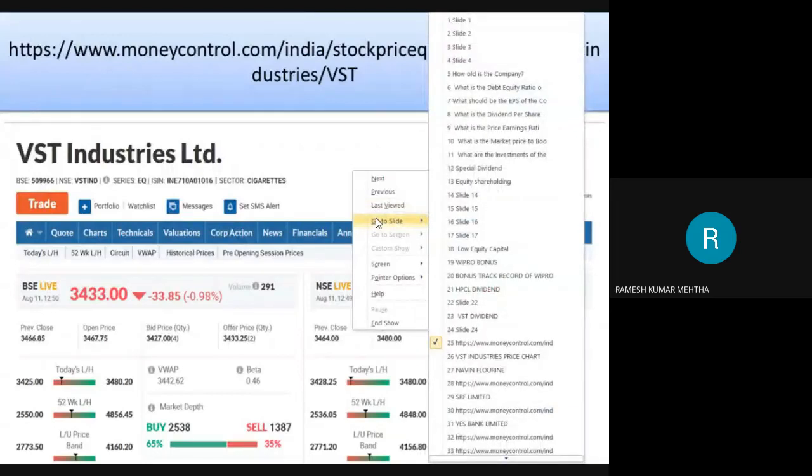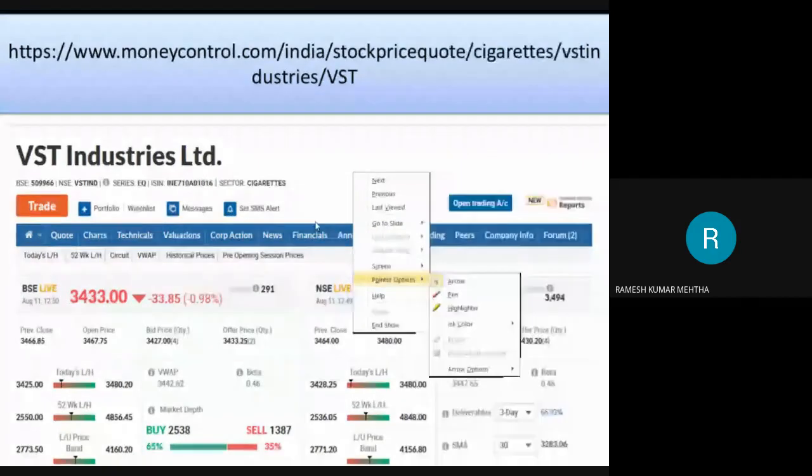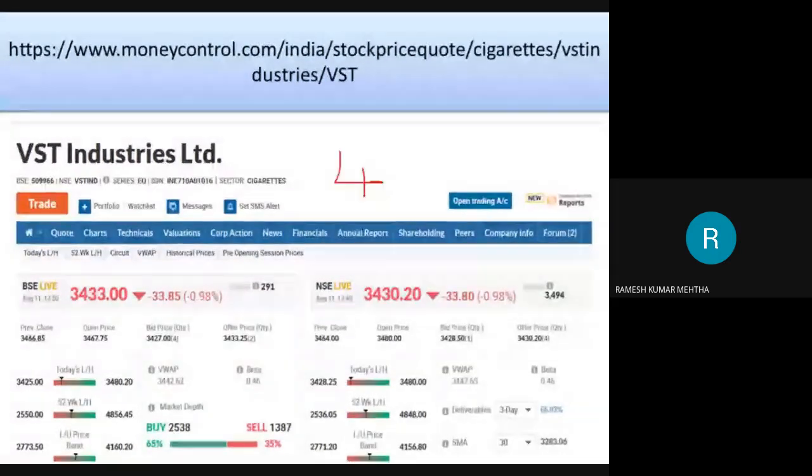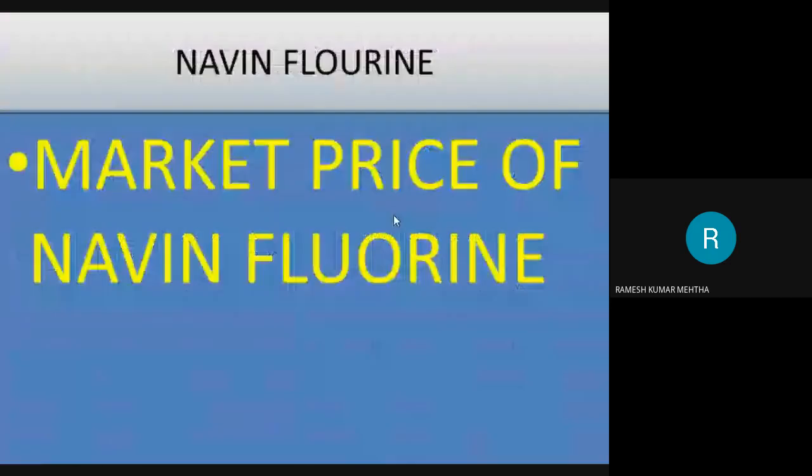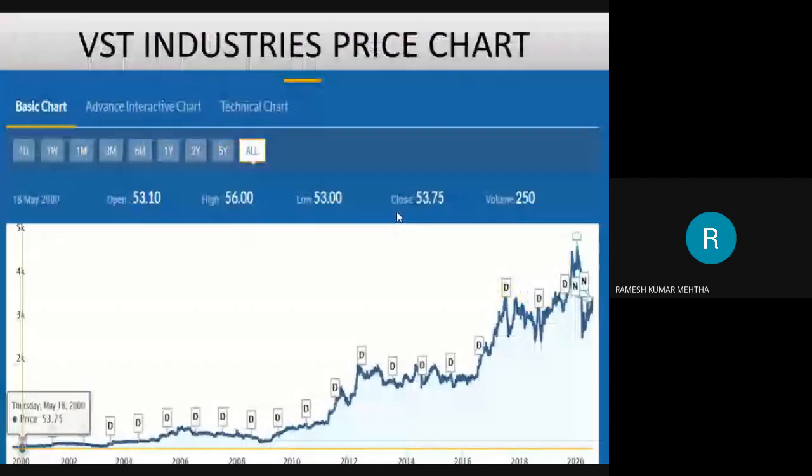It was 4,500 rupees. So long-term investment is nothing but patience. We should have patience, we should have a thorough understanding of the company's business model, and we should have confidence about the company. And you have to look at the past data, how the company has been doing. Next, I'm giving another related example.